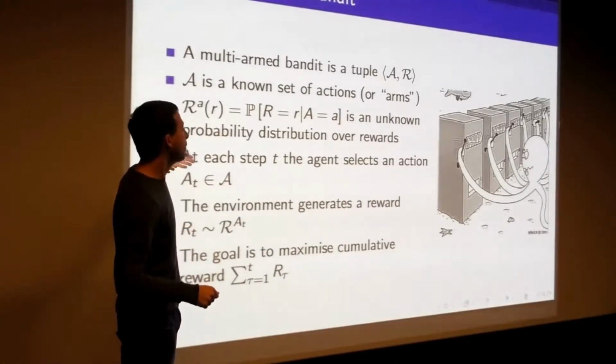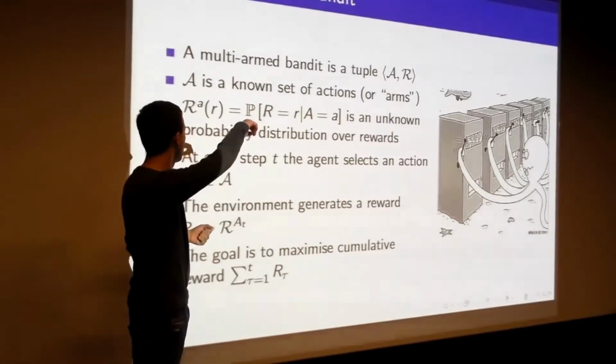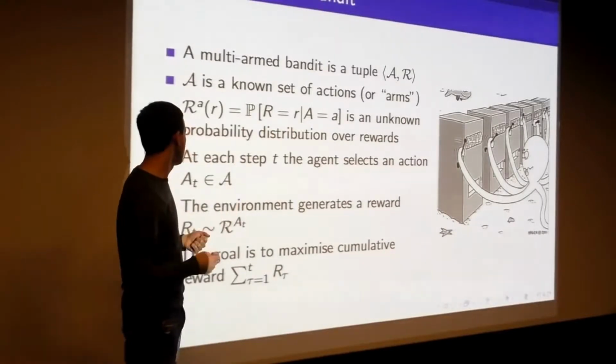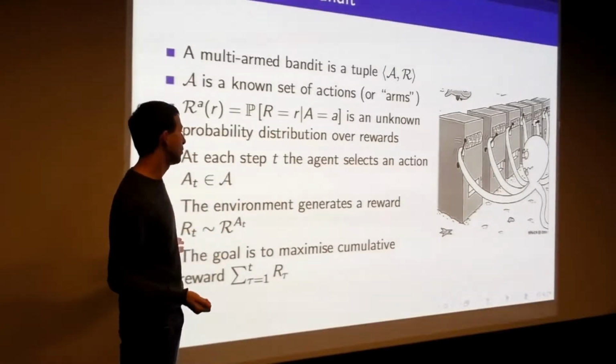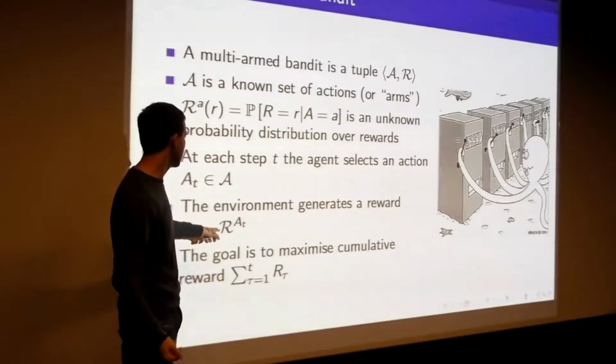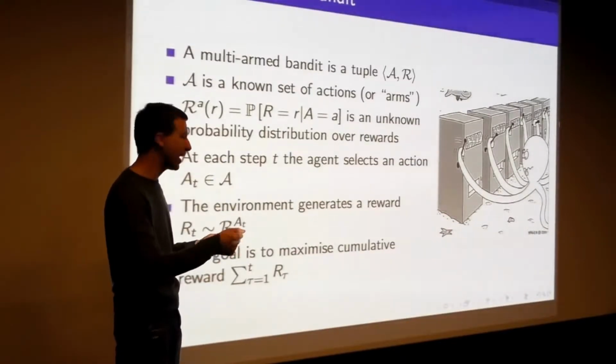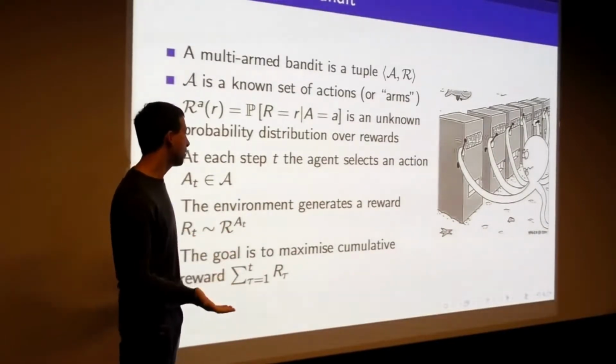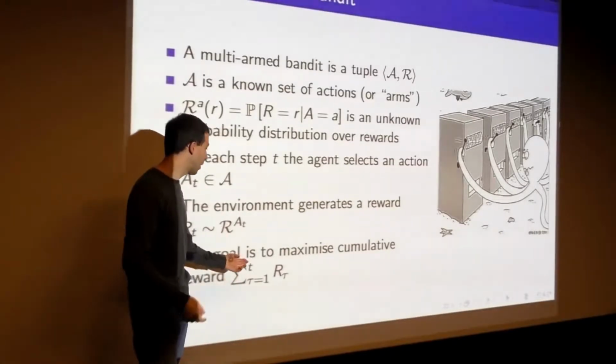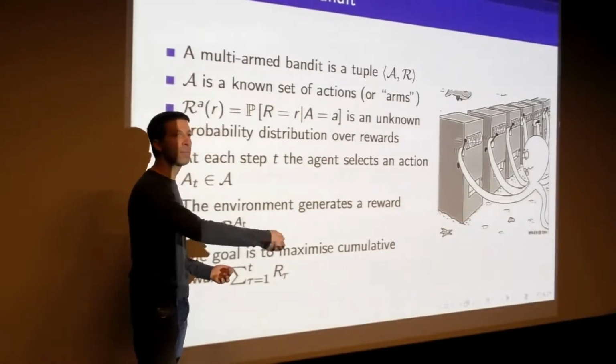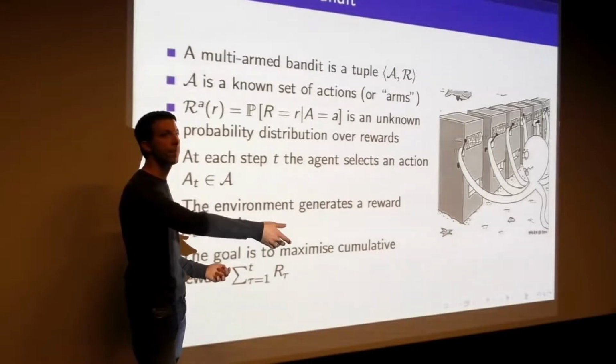And at every step, we just get to select one action. We get to pull one arm. The environment generates a reward from the distribution, so we just sample from that distribution according to the arm that we pick. And the goal is to maximize the cumulative reward. So over time, we just want to keep accumulating more and more reward. So it's the simplest case.